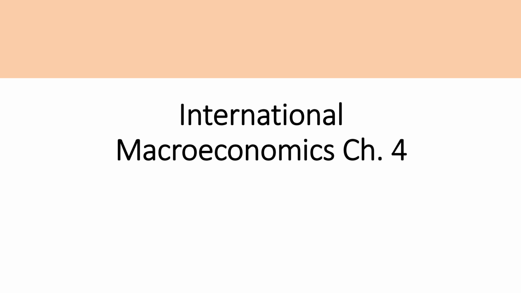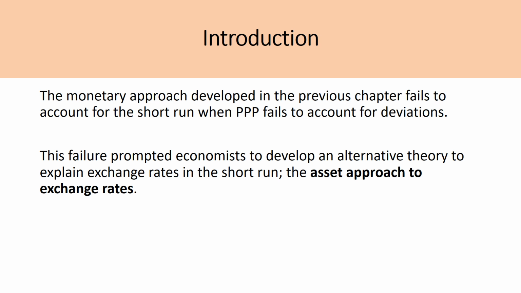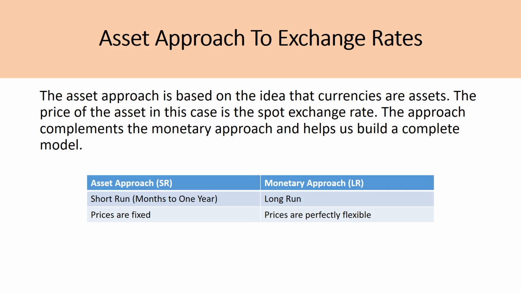So this is a great long-term model, the monetary approach, but in the short term, we need something. And so Chapter 4 talks about the asset approach, which is the short-term version, okay? The monetary approach developed in the previous chapter fails to account for the short run when PPP fails to account for deviations. This failure prompted economists to develop an alternative theory to explain exchange rates in the short run. This is called the asset approach to exchange rates.